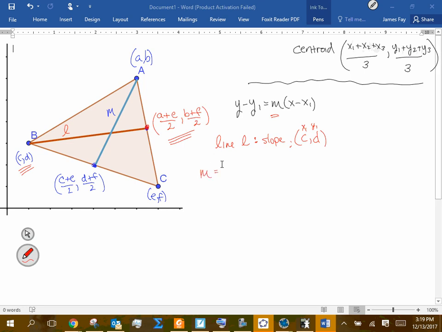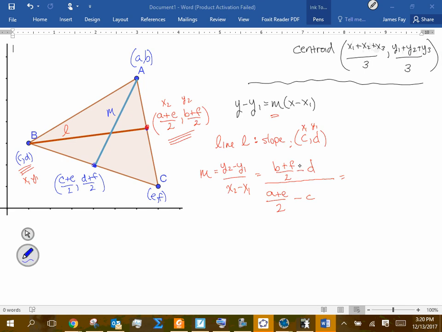The slope formula is y2 minus y1 over x2 minus x1, which will provide the slope. Now this is x2, this is y2, this is x1, this is y1. So we're going to have to rewrite b plus f over 2, that's y2, minus y1, which is d, all over x2 minus x1, x1 being c. So there's our slope.